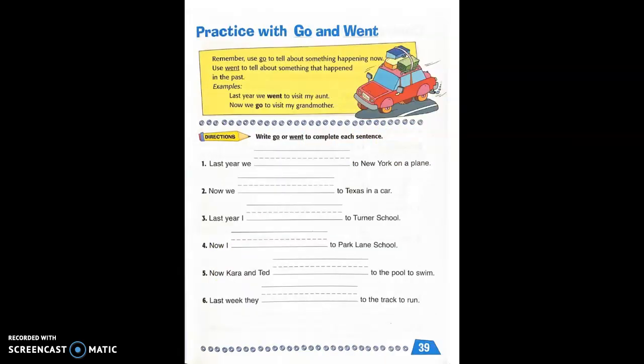Here is the second worksheet. Again, go and went. Same thing as the previous worksheet. Copy the sentences and insert the correct verb.